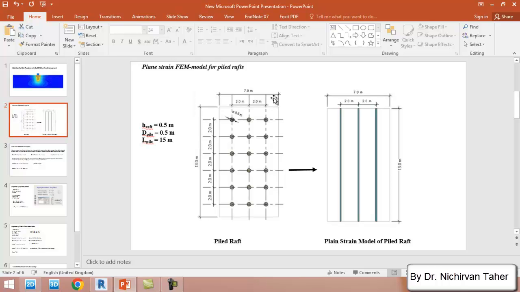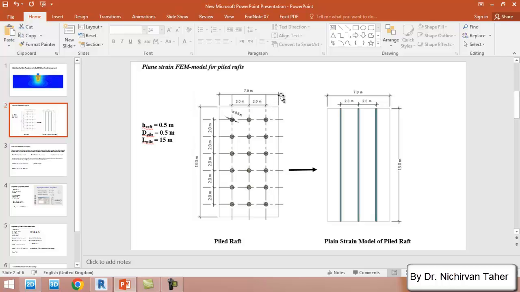It consists of a raft and a group of piles. The raft foundation is 7 meters wide and 13 meters in length. Also there's a group of piles, which are 3 by 6, about 18 piles, and the thickness of the raft is 0.5 meter, and the diameter of the pile is 0.5 meter as well. Also the length of the pile is 15 meters.